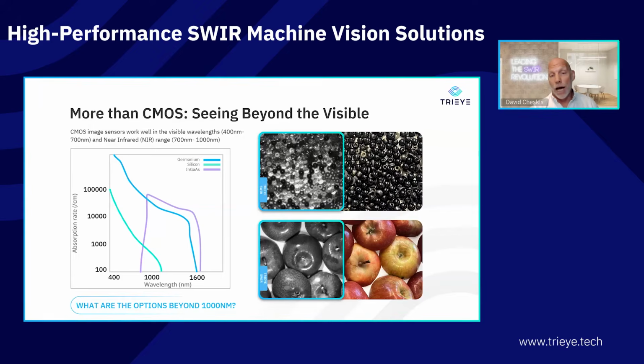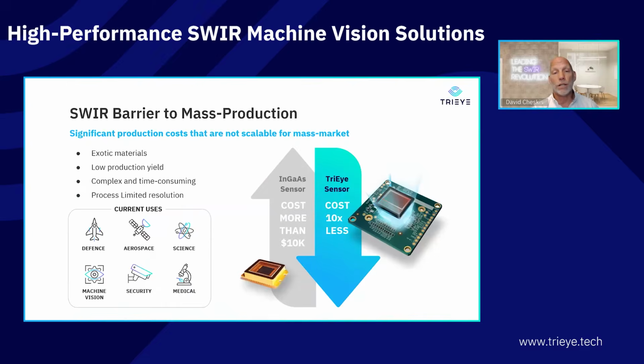And again, a lot of those cameras that are made today are using InGaAs. We want to talk today about what it looks like to do it in germanium, because InGaAs is really a barrier to mass production. Again, InGaAs is not made on silicon. It's not made using CMOS. It's exotic materials. They don't scale the same way.